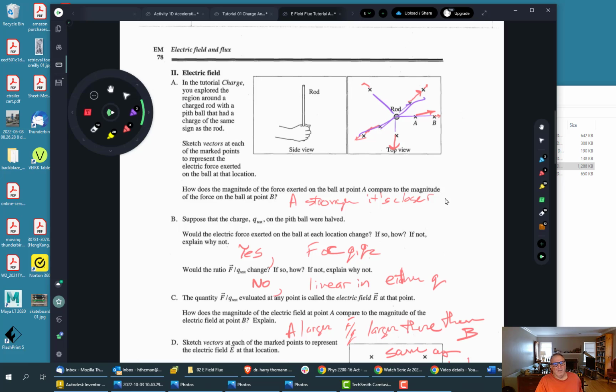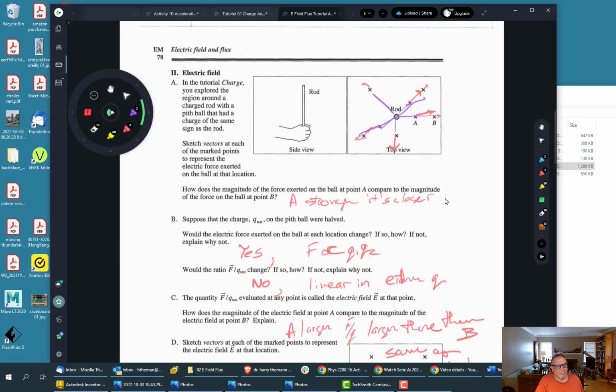And so how does the magnitude? Okay, it said force vectors, excuse me. Well, remember, the closer you are, the greater the force vector. So A is stronger because it's closer.